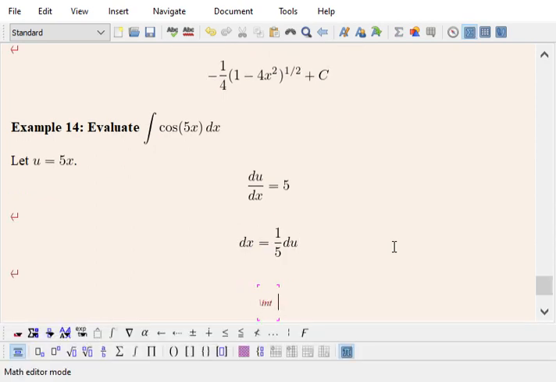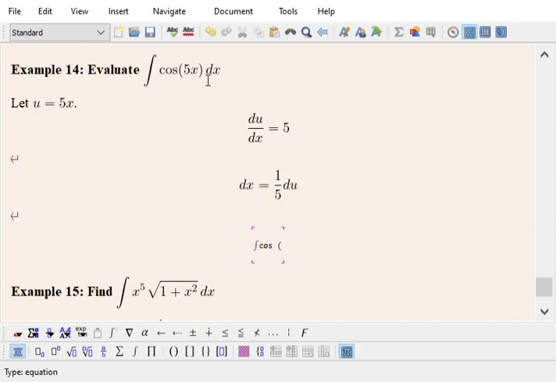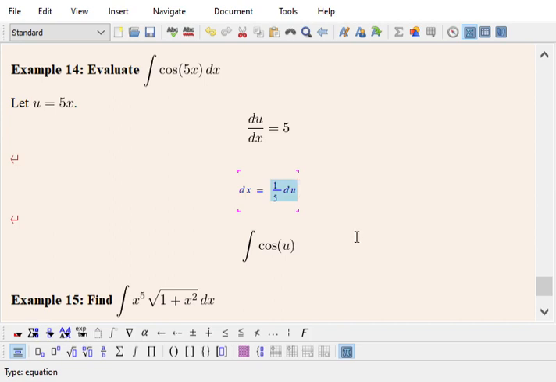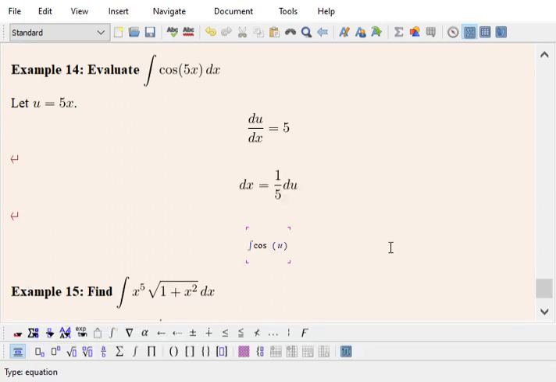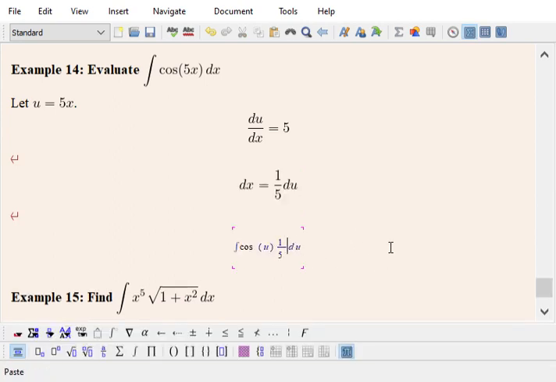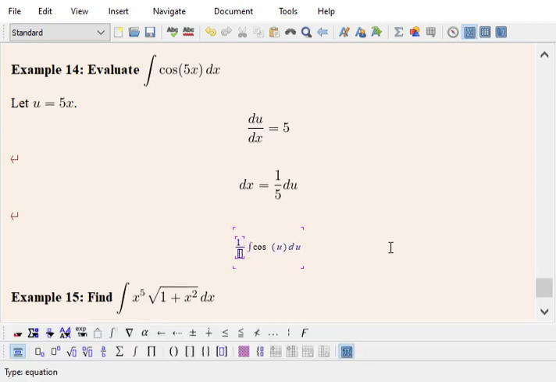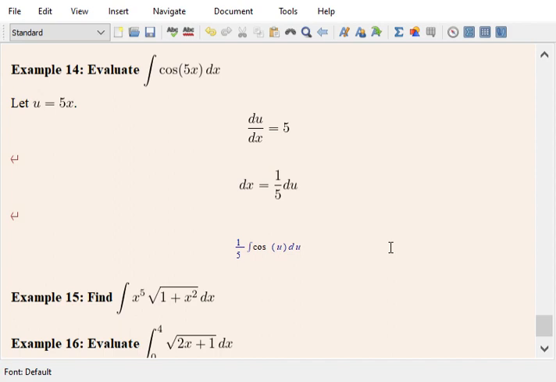And then plug in. So our integral becomes the integral of cosine 5x. Well, 5x is now being replaced with u. And dx has now been replaced with 1/5 du. So let's put that in there. And once again, this 1/5, let's put it out front. Okay. So what's the antiderivative of cosine? Well, that's just sine.